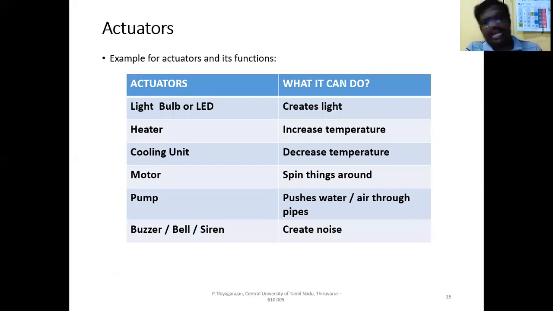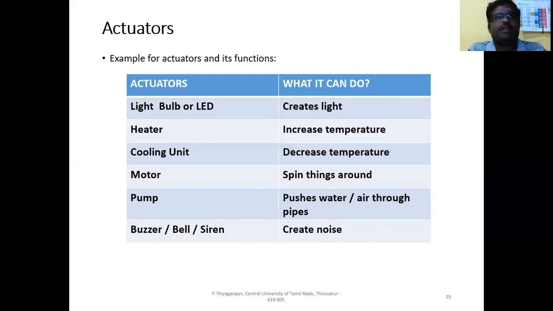As with sensors, there are different types of actuators also. I have tabulated some of the actuators and what action we can expect from each. The first actuator is the LED bulb, and of course we get light from it. Next we have the heater actuator, which increases the temperature. Next we have a cooler actuator, which cools or reduces the temperature in the room. Next we have the motor actuator, which spins or rotates. Next we have a pump actuator, which pumps water or air through pipes. Last we have the buzzer, bell, and siren actuators, which create noise based on the output received from the microcontroller.